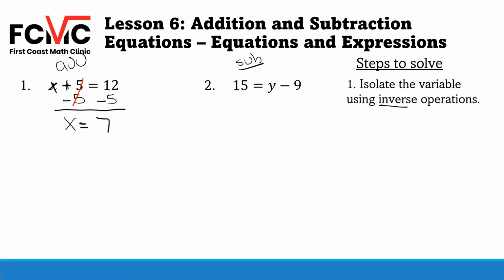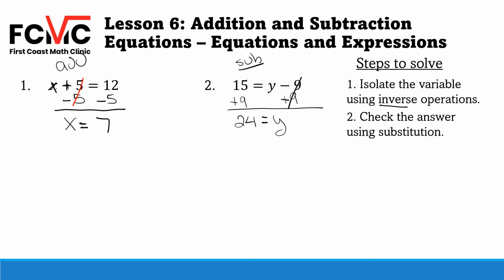Let's do the same thing for number 2. I'm going to add 9 because addition is the inverse of subtraction. So plus 9. Negative 9 plus positive 9 cancel out. That's 0, so we don't need that anymore. So we're going to get y equals, and then bring down 15 plus 9, which is 24. So we've got our answer here, but we've got one more step. We want to check the answer using substitution.